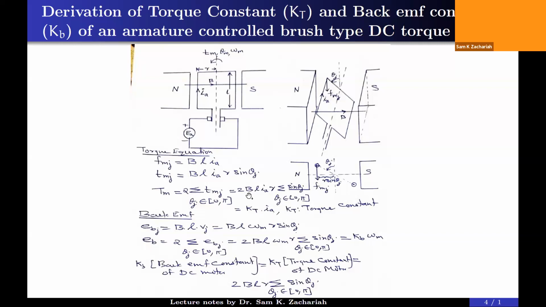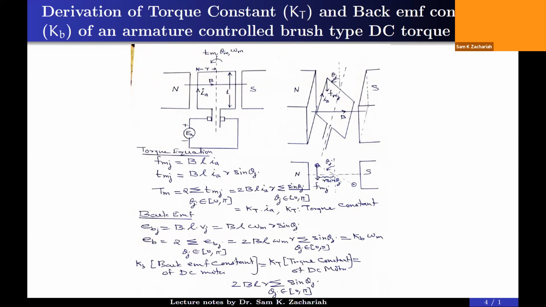KT is equal to B L R sigma sine theta j. Here KB is also equal to B L R sigma sine theta j. So if you are using SI units, both KT is equal to KB. So that gives the motor basic equation. One equation converts electrical current into mechanical torque, whereas the other equation converts mechanical velocity into electrical voltage. They are dual variables.